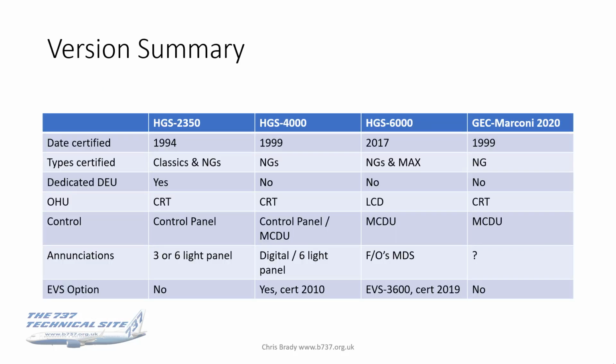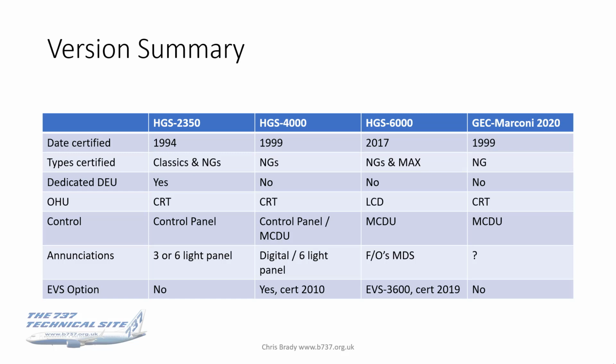The various versions I've just summarized in this table here. The dates of certification, so you've got 2350 in 94, 4000 in 99, the 6000 2017. The Marconi one actually came in 1999. The type certified, whether you got a dedicated DEU, and so on. So that's just a quick reference guide for all of the various systems.